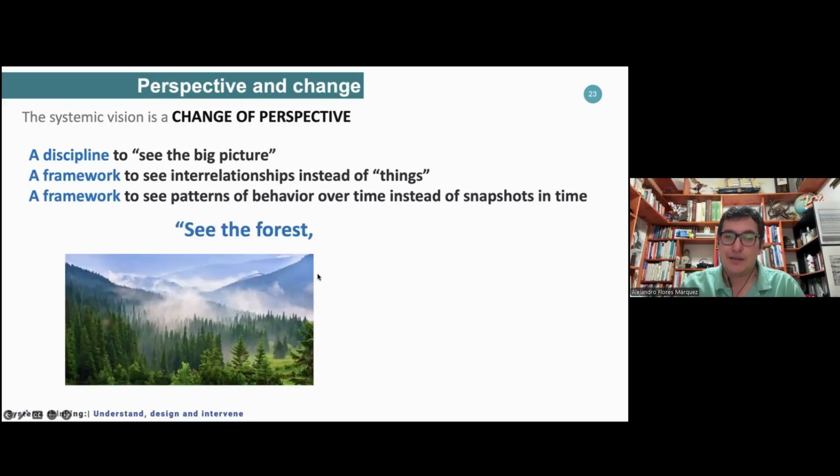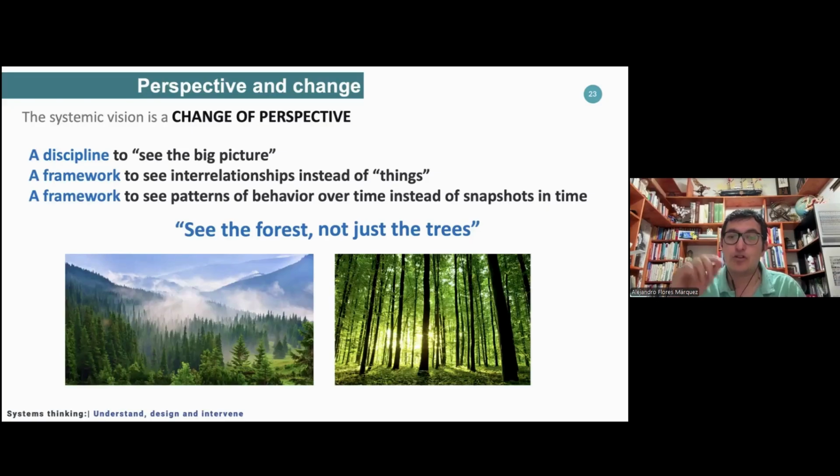And basically, as I see, it's about seeing the forest, not just the trees. It's not the forest and not the trees. You have to see both of them. And that's the power of this perspective.